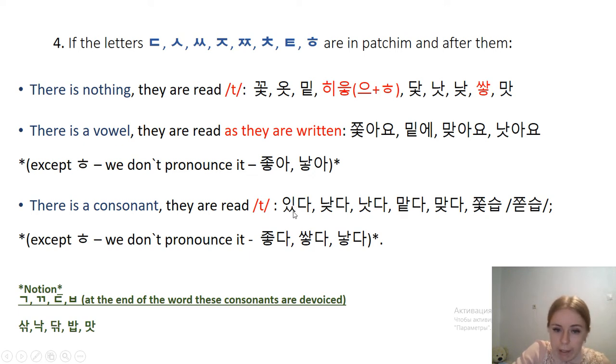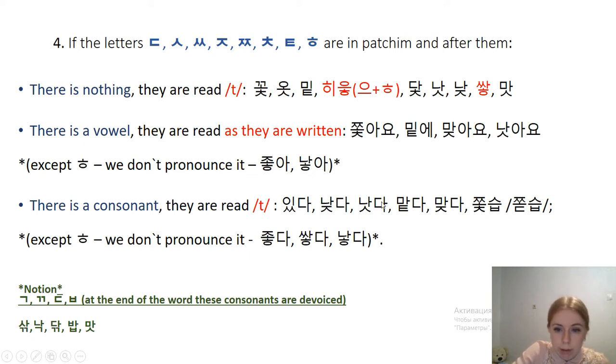Itta, not ta. Here it's the same: not ta, mat ta, tot sip. There is a transcription, by the way. We see and we write them down like ch, j, t, s, j, double s, but in all these cases we read them like t. Why? Because there is a consonant after them.